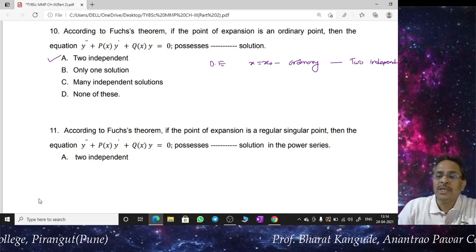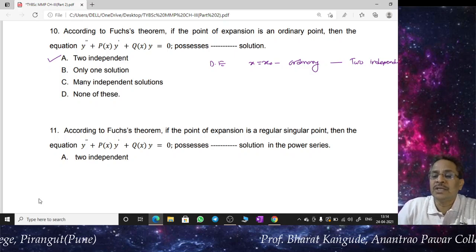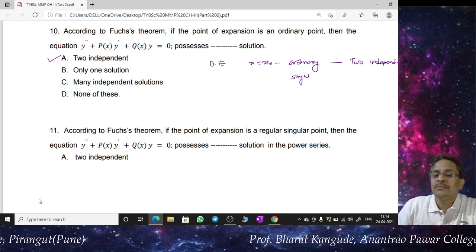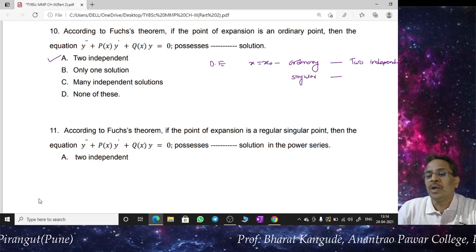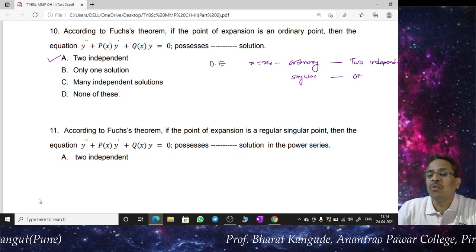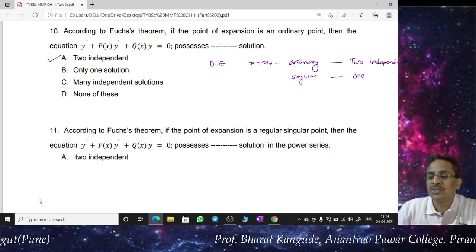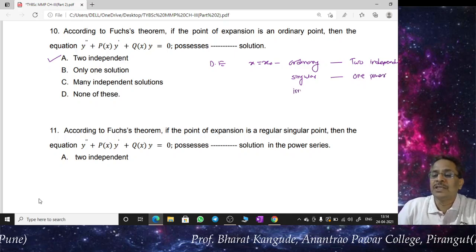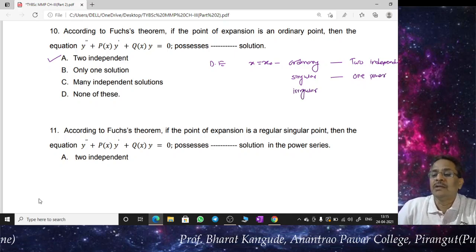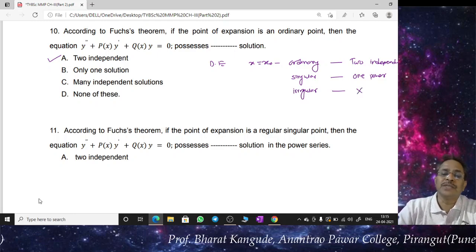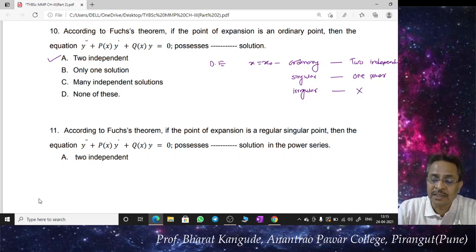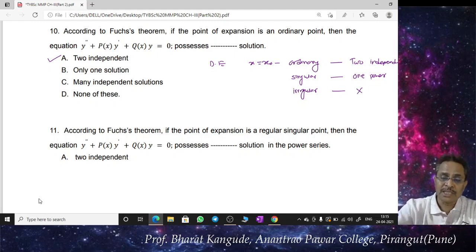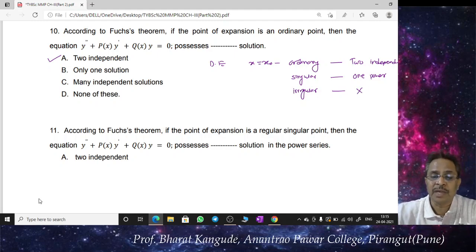On the other hand, if x is equal to x0 is a singular point, then there is a chance we will get at least one series solution, one power series solution. And if it is an irregular singular point, then there won't be any power series solution for that. And this entire theorem is called the first theorem. Next few problems are just based upon this fact again.